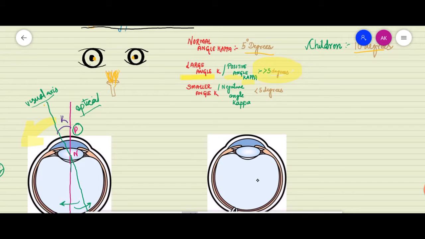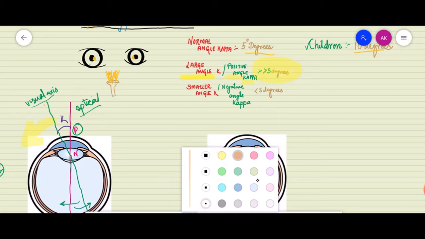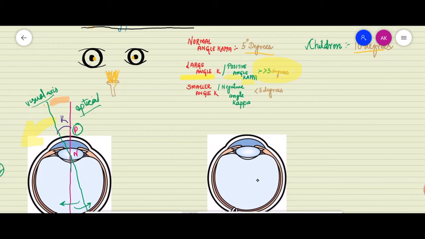But there can also be certain conditions in which the visual axis might shift towards the optical axis. Then what will happen? The angle kappa will become smaller, right? And that smaller angle kappa, we can also call negative angle kappa. Why? Because sometimes it will move toward this side and then it might become 0. The difference between them might become 0 when they both coincide, and then the visual axis might cross over the optical axis and become negative. So in such a case, the angle kappa will be less than 5 degrees. It will be even less, right? So that can also happen.